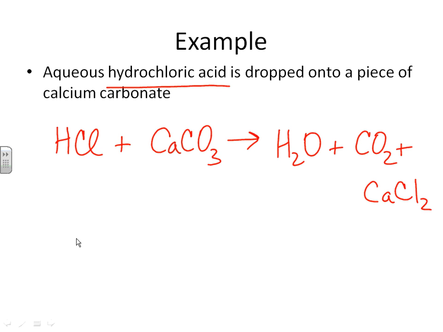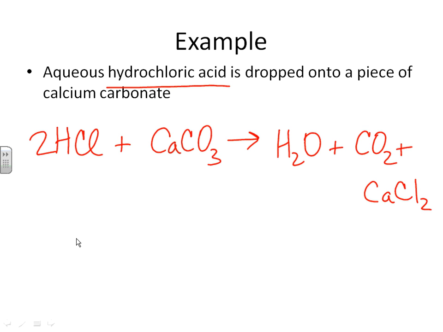Before we go on to thinking about strong electrolytes and what we're going to split up, we need to think about phases of matter and, well, balancing, because, yeah, this is not balanced right now. We're going to need two of these so that we can have two chlorides in the calcium chloride, and that takes care of everything else. Two hydrogens, one calcium. The carbon dioxide is coming from the calcium carbonate.